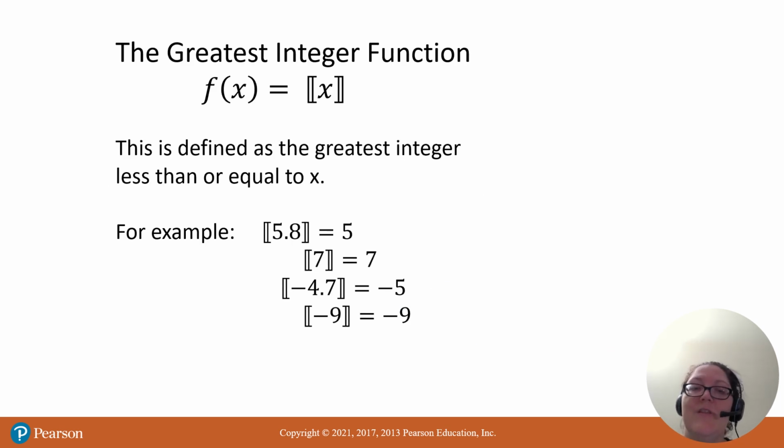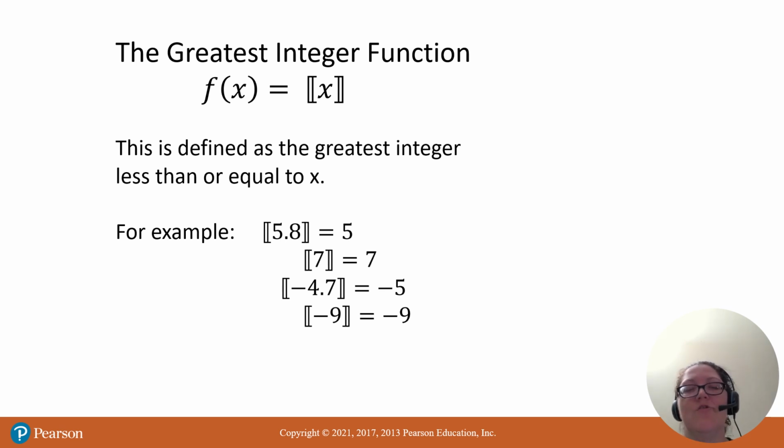Okay, another function that is actually a piecewise function is called the greater integer function. Now, the greater integer function is basically defined as the greatest integer less than or equal to our x value. So, for example, what is the greatest integer of 5.8? Well, that would be 5. The greatest integer of 7 would be 7. The greatest integer of negative 4.7 will be negative 5. Okay, the greatest integer of negative 9 will be negative 9.